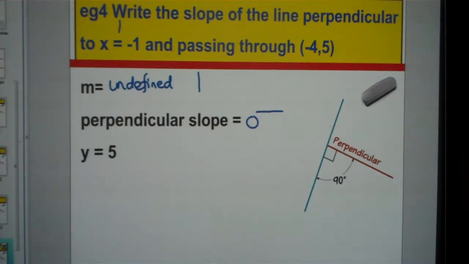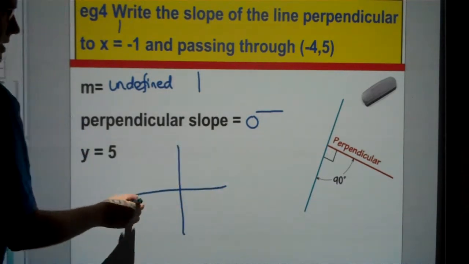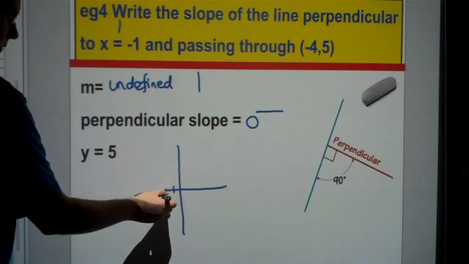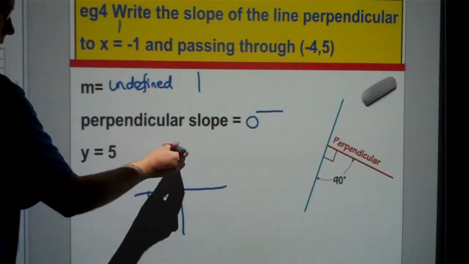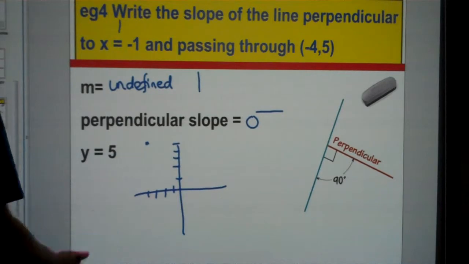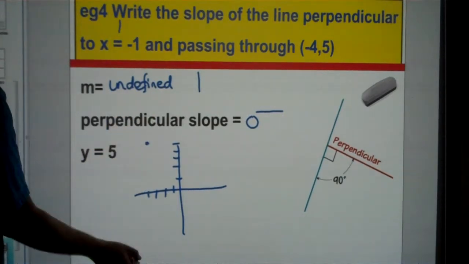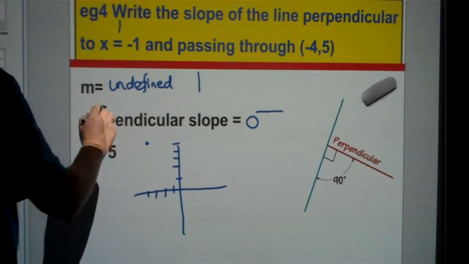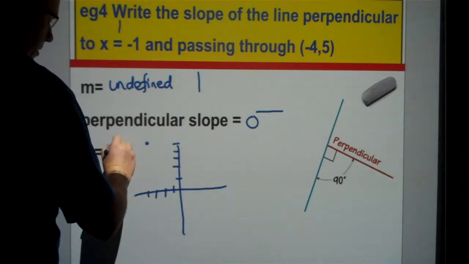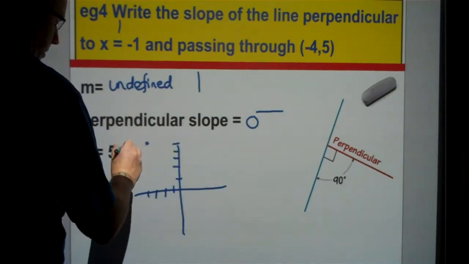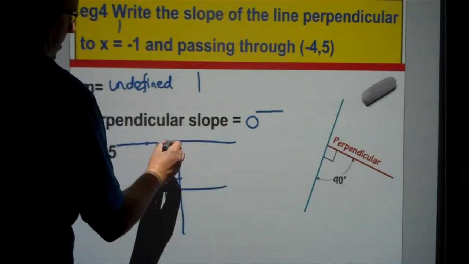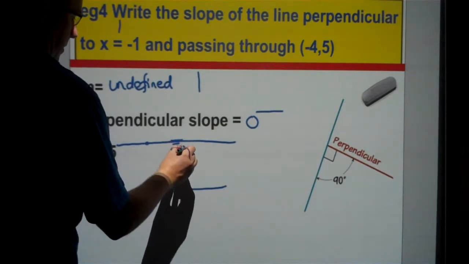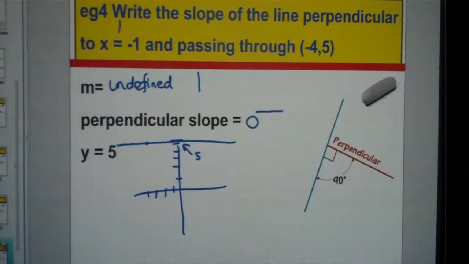Now I could actually draw this on a picture as well, just to try and prove this. So it says it goes through negative 4, 5, which would be somewhere here. My original line was undefined, but I have to go perpendicular to that, which is horizontal. So it's going to be horizontal and going through this point. And although my picture's not brilliant, you can see that it hopefully goes through 5 on the y-axis, indeed making this equation y equals 5.